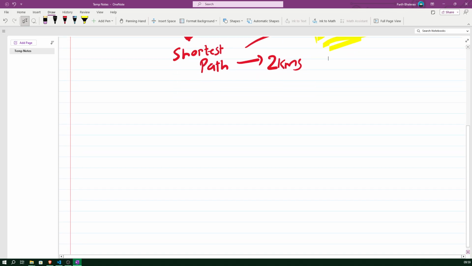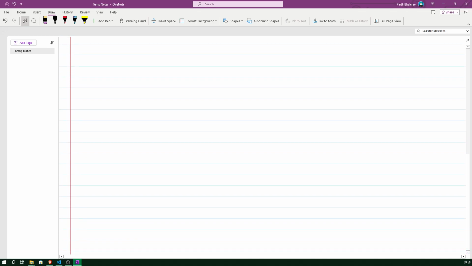Now let's dive into the problem. What the problem states is there is a coordinate axis, and initially we are starting at the position 0 comma 0, which is the origin.